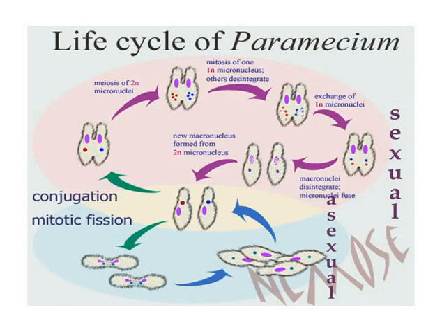So this is the life cycle of a Paramecium by the way of asexual reproduction and sexual reproduction.